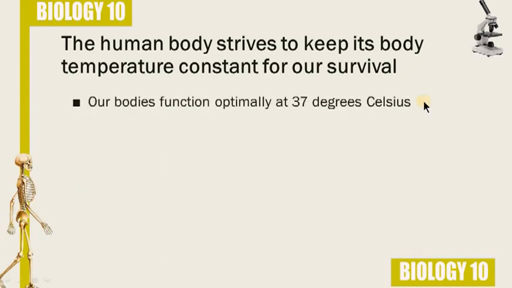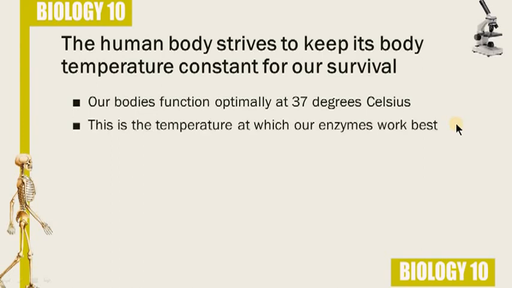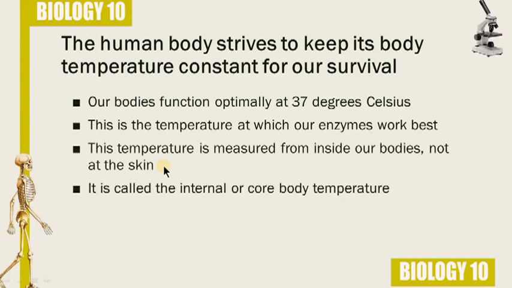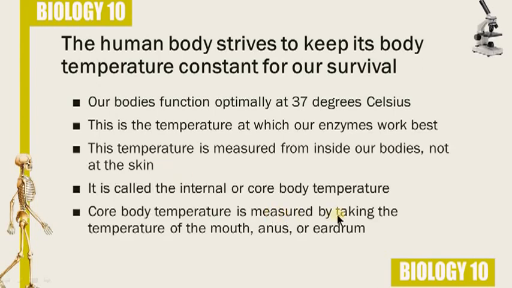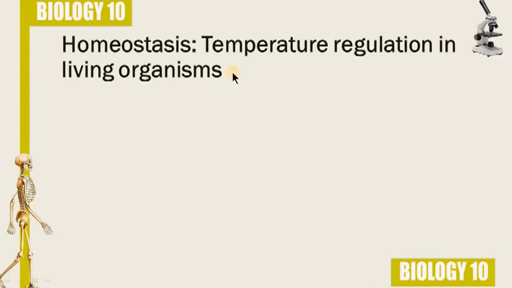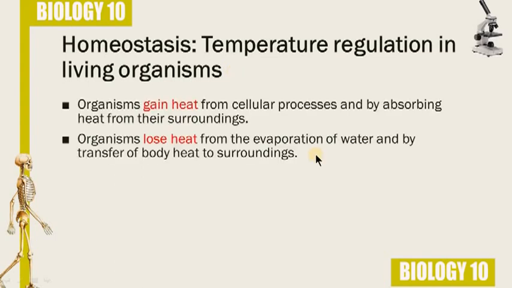The ideal temperature for our bodies is 37 degrees. This is the temperature at which our enzymes work best. Our internal temperatures can be measured from inside, using the mouth, the anus, or the eardrum. And how is temperature regulated? We gain and lose heat to the environment.